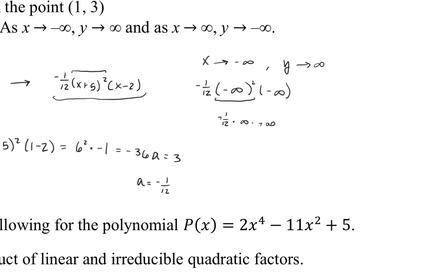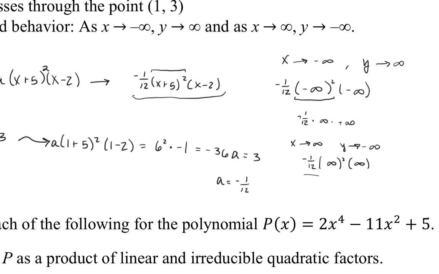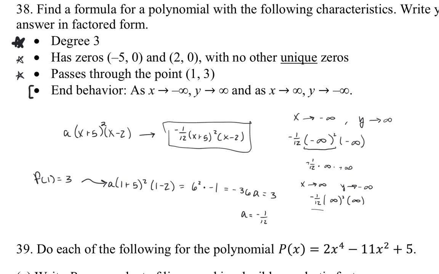Then as x goes to positive infinity, we want to check the behavior of that as well. So we'll have negative 1 over 12. X plus 5, as x gets larger and larger, is going to approach infinity. X minus 2 will do the same. So here we only have one negative. So as x goes to positive infinity, y is going to go to negative infinity, which is indeed what we wanted. So that means that this function is a correct solution. It satisfies all of these characteristics.